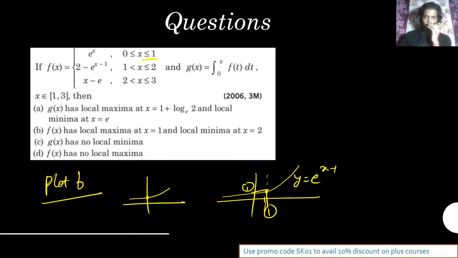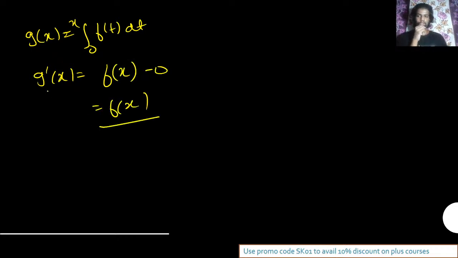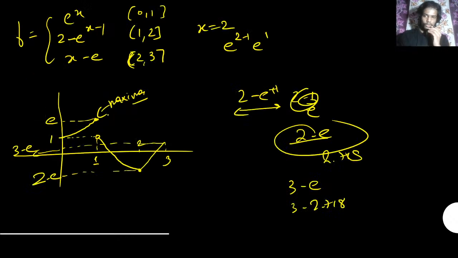And now we have to see g(x). So now g(x) is the integral from 0 to x of f(t) dt. Now you apply the Newton-Leibniz theorem, and the derivative g'(x) is, first differentiate x, which is 1, and then put it in f, then 0. So the answer is f(x). So basically the derivative of g(x) is nothing but f(x) only. So this is also the graph of f(x), or this is the graph of g'(x).